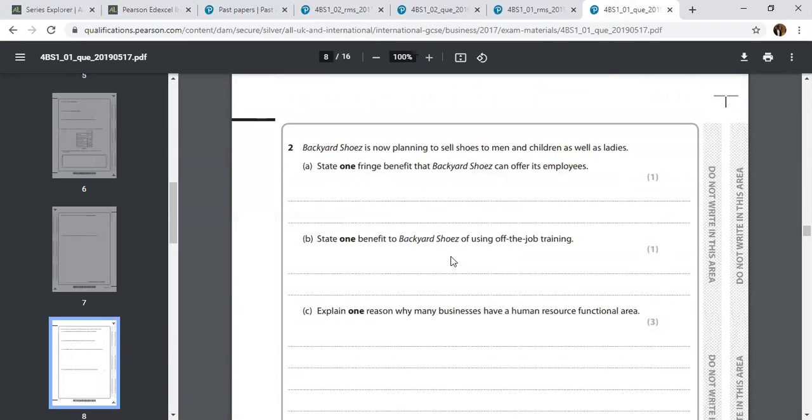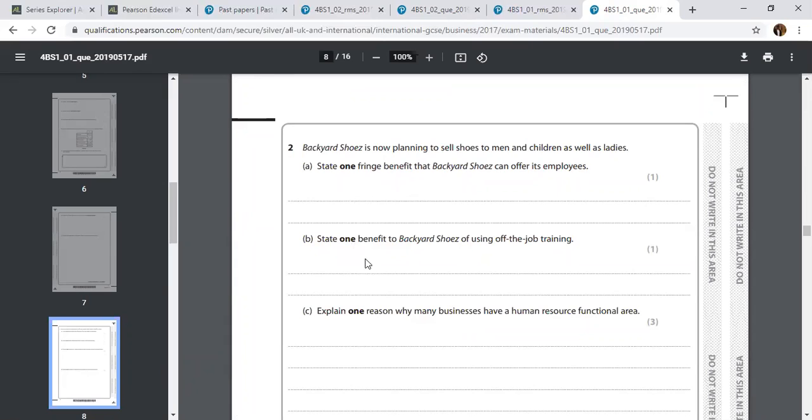State one benefit of Back Cashiers using off the job training. So now, the next part is the off the job training method. They're asking another question, explain one reason why many businesses have human resource as a functional area. Right. State one fringe benefit that Back Cashiers can offer to its employees. Okay, see, like that, Back Cashiers can promote and give some discount for the products they are selling, like handbags and shoes. They can give employee discounts.